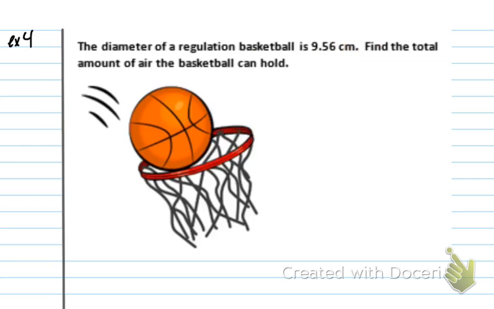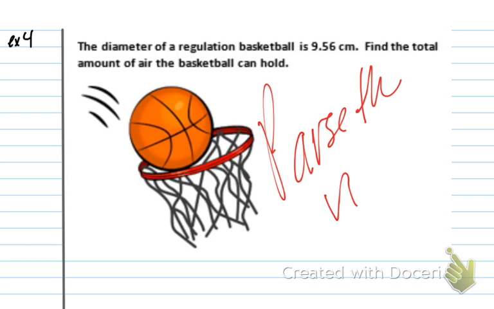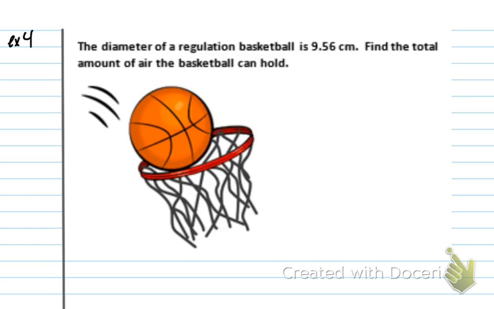Okay. So for the next one, go ahead and see if you can do it by yourself. So pause the video and try to do it by yourself. All right, let's take a look at it. It says the diameter of a regulation basketball is 9.56 centimeters. Find the total amount of air the basketball can hold. So we want to know the amount of air in the basketball. Air is inside the sphere, so we're looking at volume.